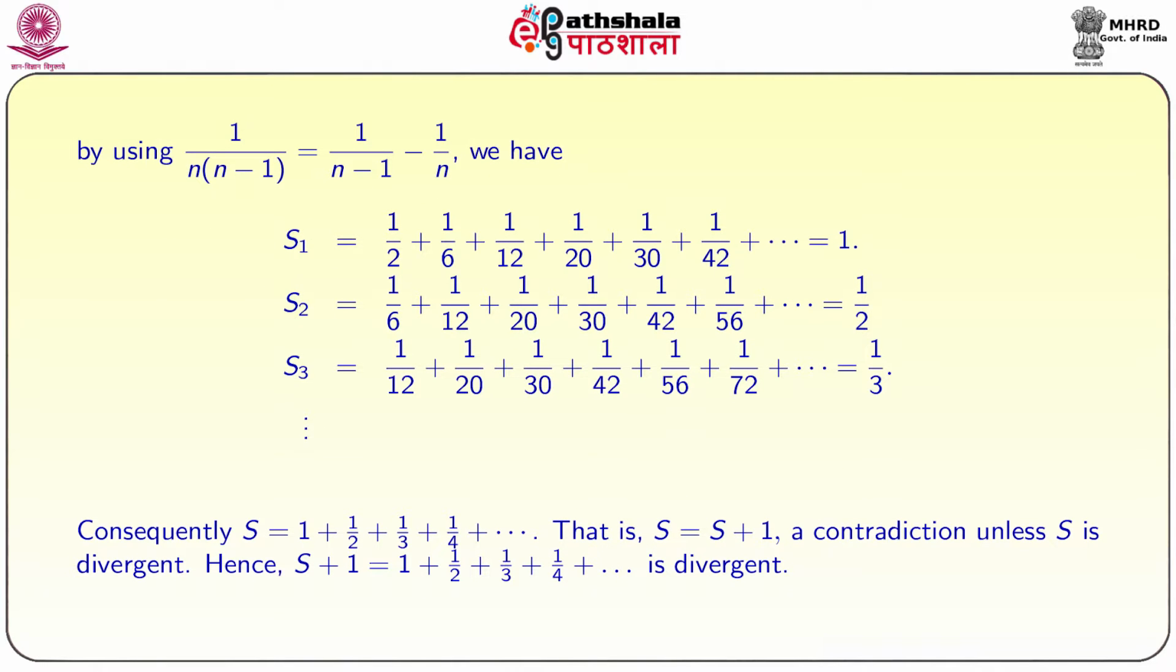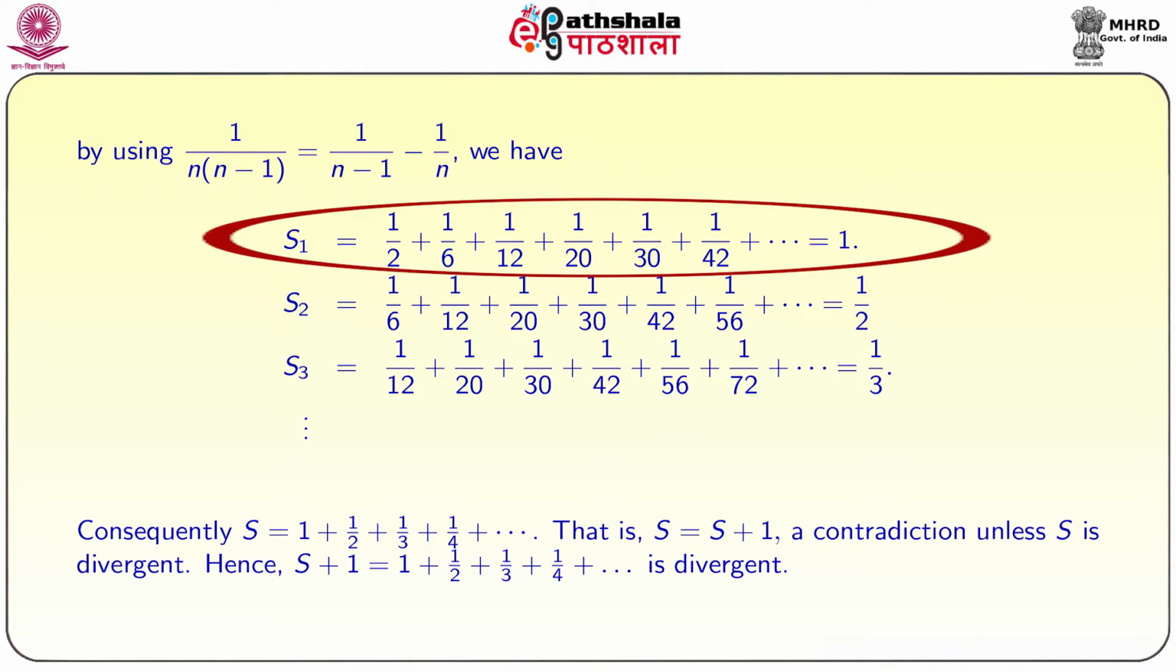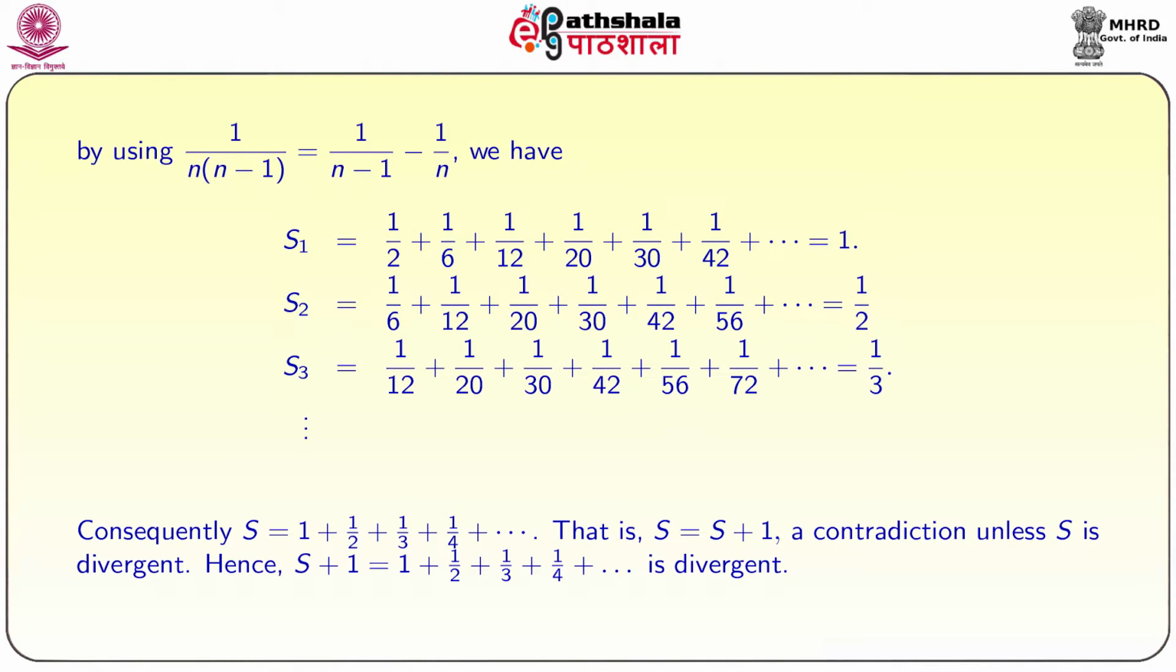Now, by using 1 by n into (n minus 1) is equal to 1 by (n minus 1) minus 1 by n, we can prove that S1, equal to 1 by 2 plus 1 by 6 plus 1 by 12 and so on, is equal to 1. With a little calculation we can prove this. But for that we need to use that 1 by n into (n minus 1) is equal to 1 by (n minus 1) minus 1 by n, this is by telescopic sum. Similar to this, we proved the result for triangular numbers. So, one can refer to those slides.